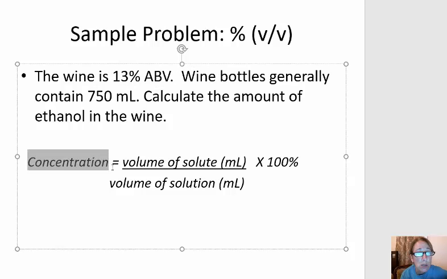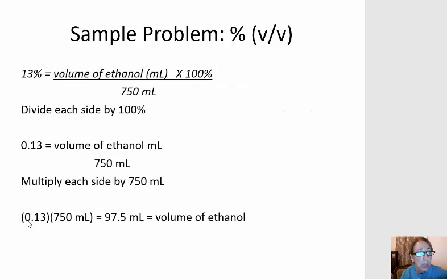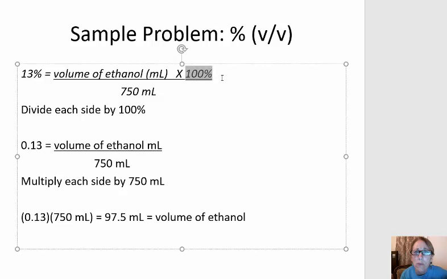The concentration is 13% ABV. And we will solve for the volume of solute, or ethanol. So when I plug in my values, 13% is volume of ethanol times 100% divided by 750 mils. First thing I want to do is get rid of this percentage. I'm going to divide each side by 100%. And when I do that, I get 0.13 is equal to the volume of ethanol over the whole 750 milliliters.